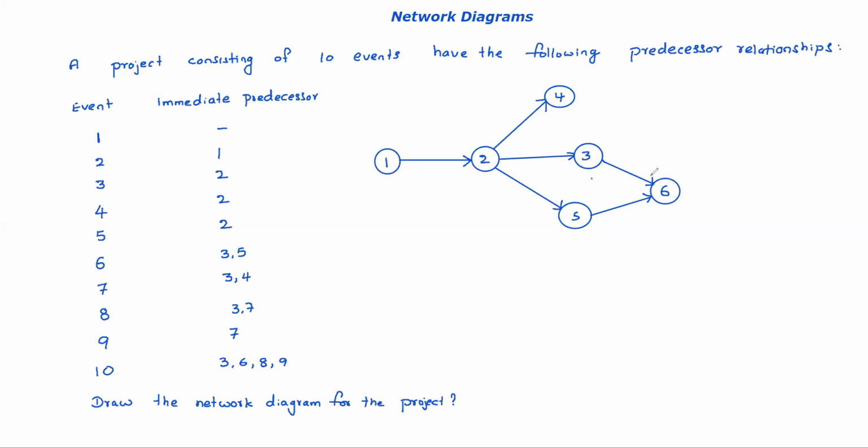Similarly, for the seventh event, 3 and 4. Suppose you keep 7 somewhere here, 3 and 4 are the predecessors, like this. For the 8th event, 3 and 7 are the predecessors. If you keep 8 here, 3 as well as 7, like this. For the 9th event, only 7 is the predecessor.